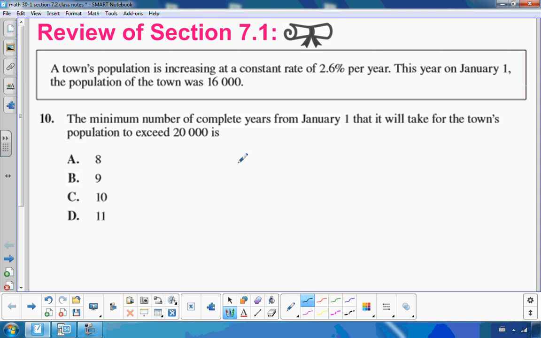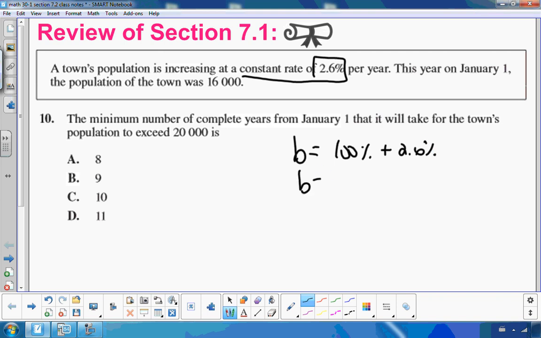So we have a town population increasing at a constant rate of 2.6% per year. So I have 100% or all of the previous amount plus an extra 2.6%. Now remember, bases are never listed as percentages, they will be as decimals, so that will be my base. This year on January 1st, the town's population was 16,000. That's my initial amount.